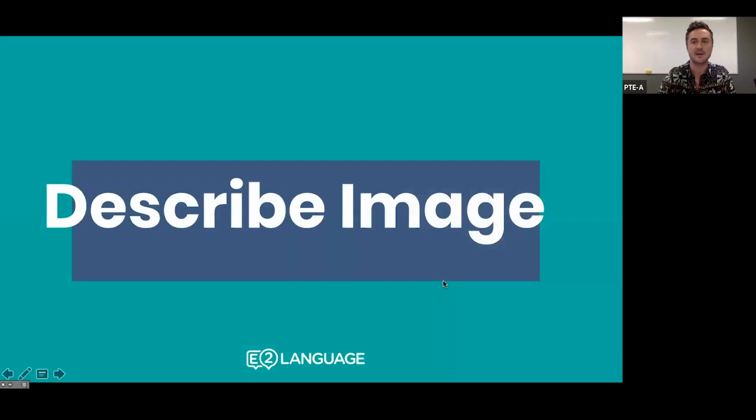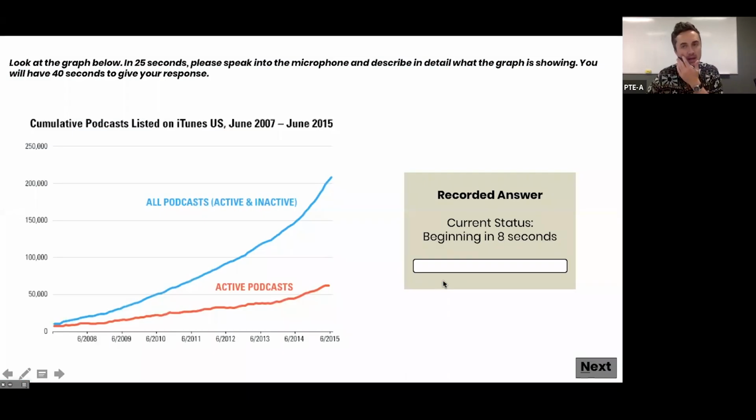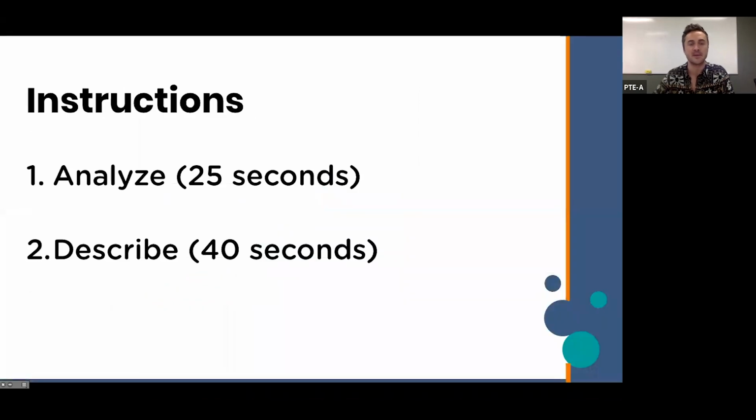Okay, describe image. Here we go. So now you are not just reading a paragraph or repeating a sentence. For the first time, you're going to be speaking spontaneously, using no real prompt apart from the visual image that you see in front of you. So this is what describe image looks like on test day. You'll have 25 seconds to analyze the image in front of you.